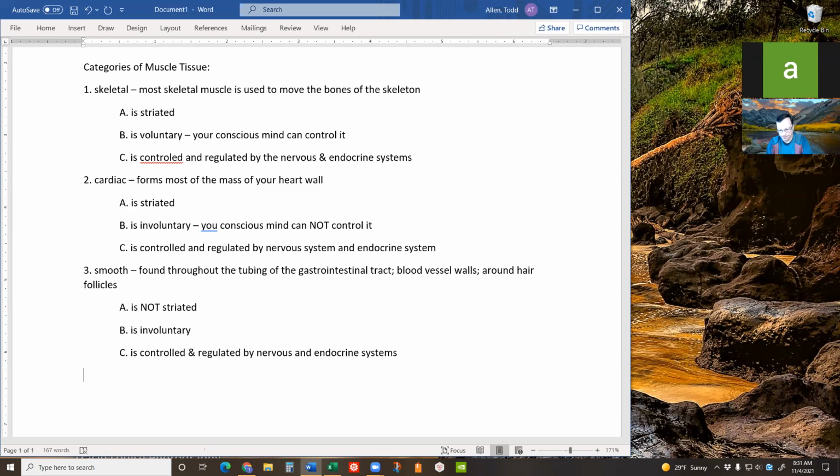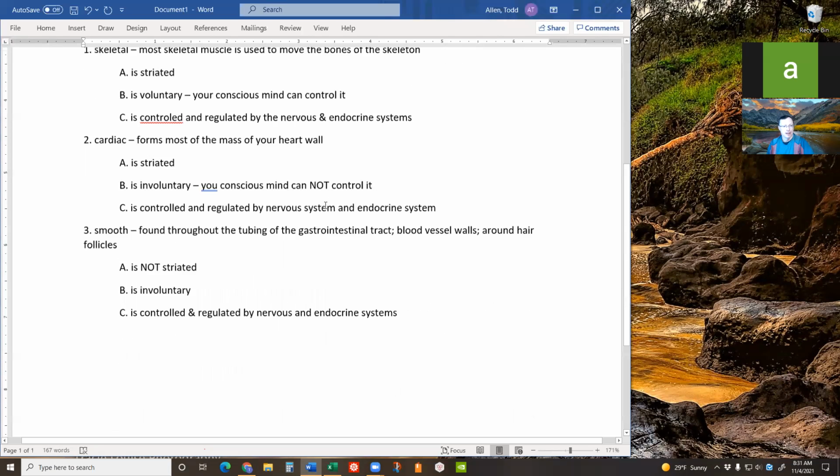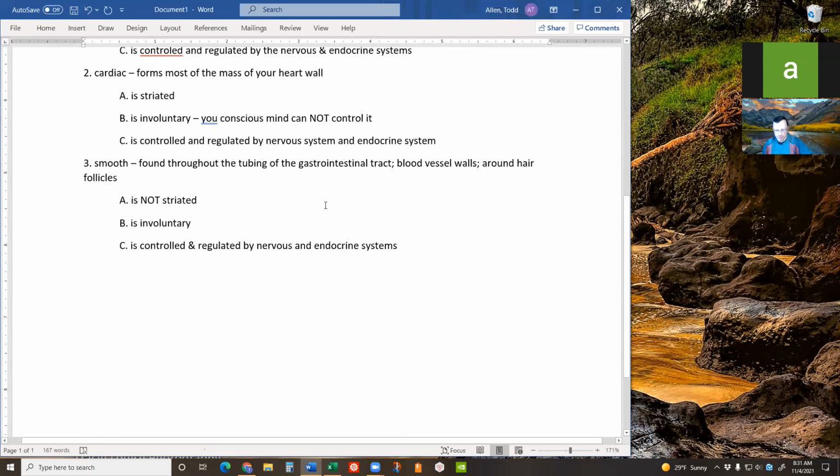All right. So we've told you last time about the major functions of the muscle tissue, right? Converting chemical energy into mechanical energy, also stabilizing body position, regulating organ volume, propelling food and liquid through the internal anatomy. Okay, so we've said that. Okay, it's in your notes. Let's talk a little bit about properties of muscle tissue.